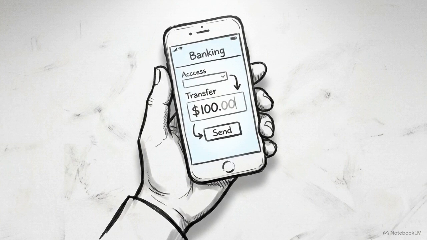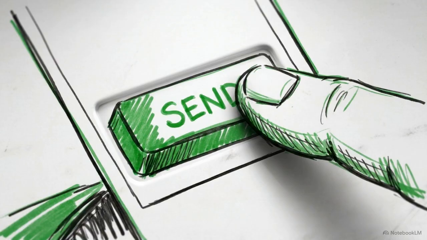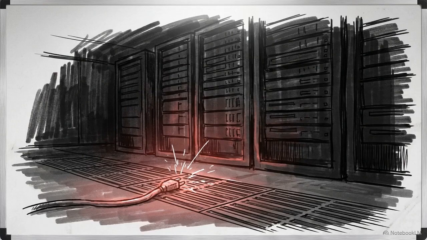Imagine you're transferring $100 to a friend. You hit send, the money leaves your account, and at that exact millisecond, the bank's server loses power. Is your money gone? To prevent your money from vanishing, databases use what's called a transaction.